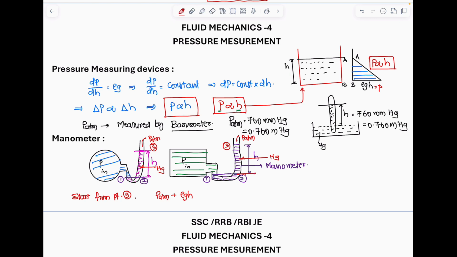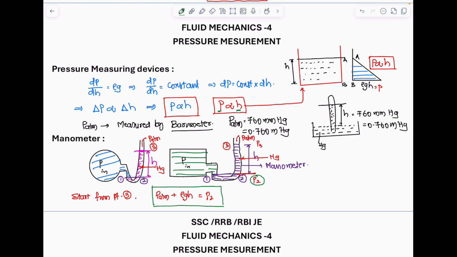Rho is not known. We are only thinking mercury is used. Rho is not known, g is not known. P atmosphere plus rho g h is equal to P at 2. Do you agree with this? Please try to understand, this is a very, very important concept for measuring the pressures. P atmosphere plus rho g h is equal to P2.